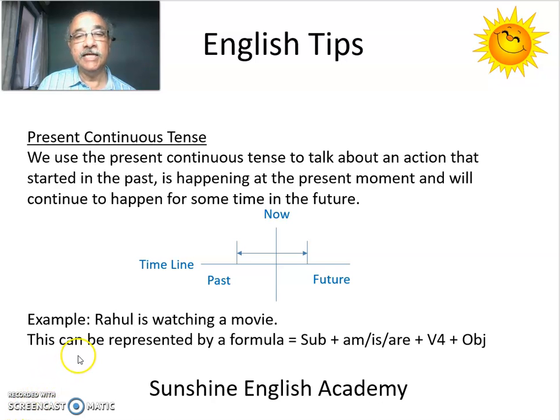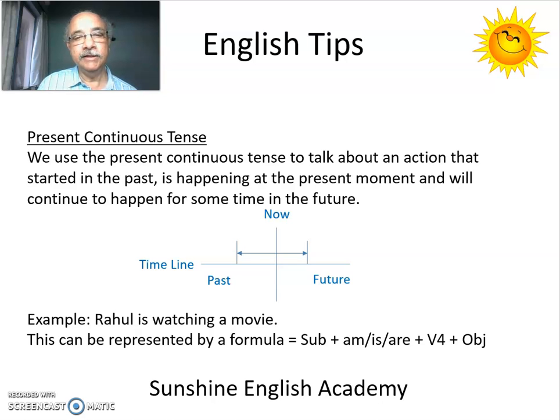So in our example, Rahul is the subject, is the be verb in the present tense form, and that is the helping verb. The main verb is watching, which is in the ing form or the V4 form, as we call it. And the object is a movie, right? So this is present continuous tense.